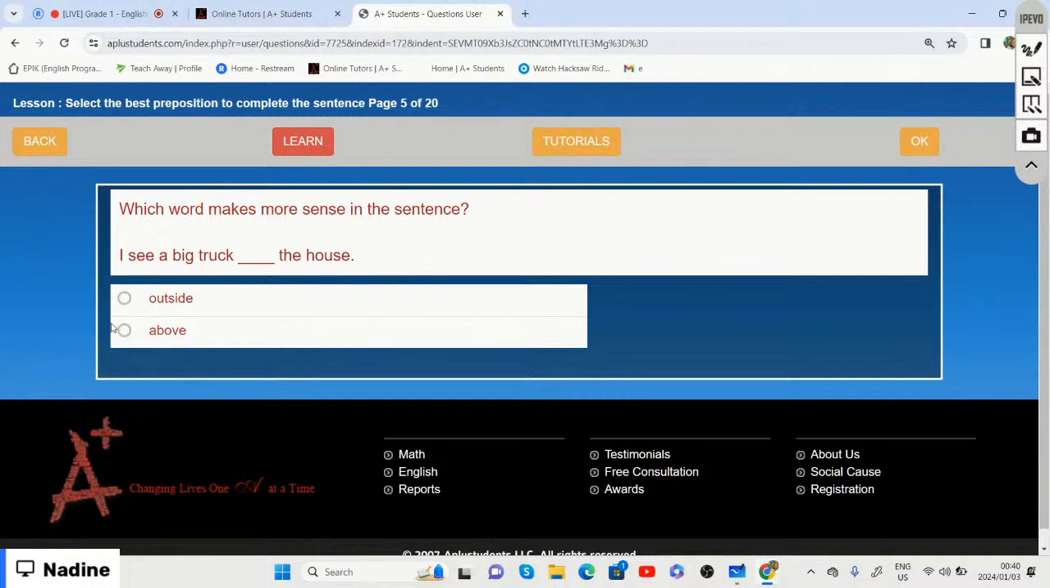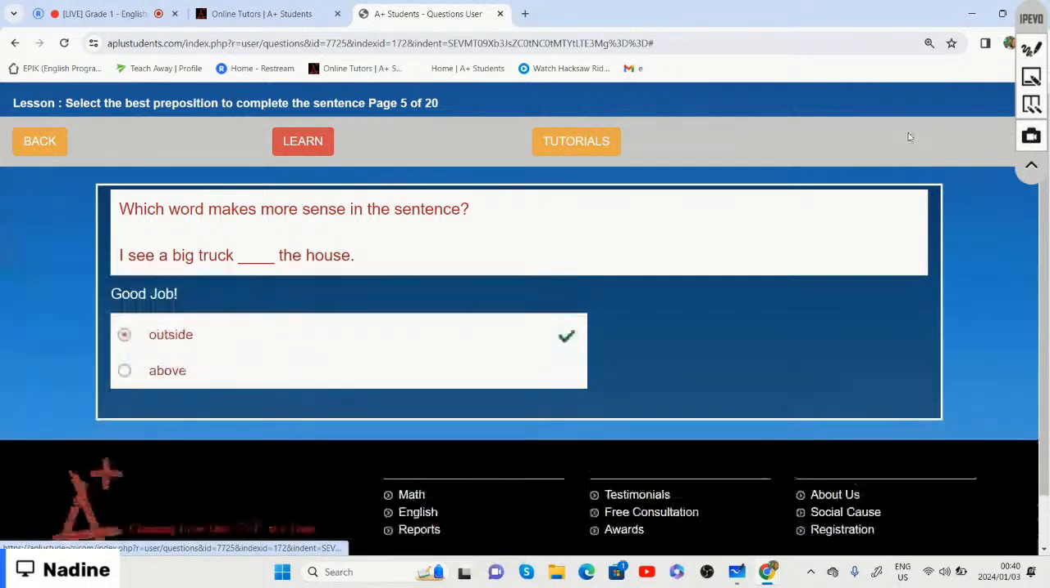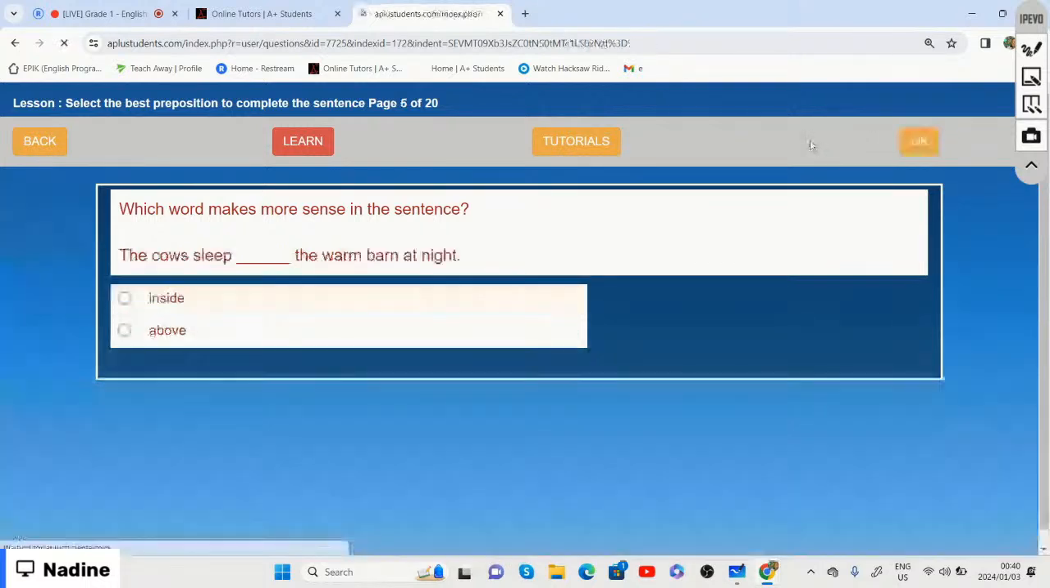So we can say, I see the big truck. Is it outside the house or above the house? And we basically remember this big truck cannot be in the house, so which means that it is outside the house. And this outside is correct.